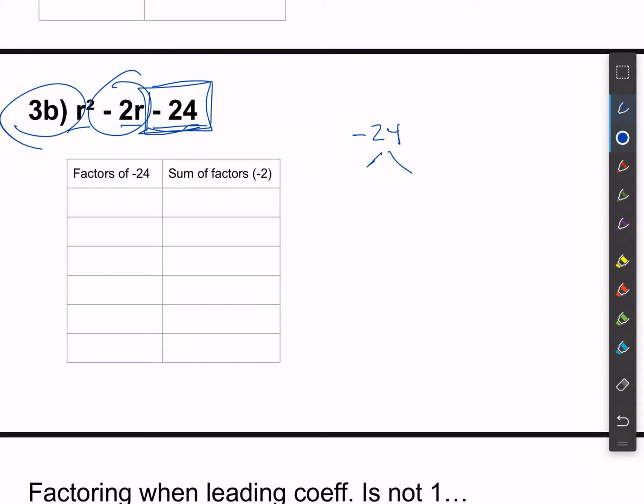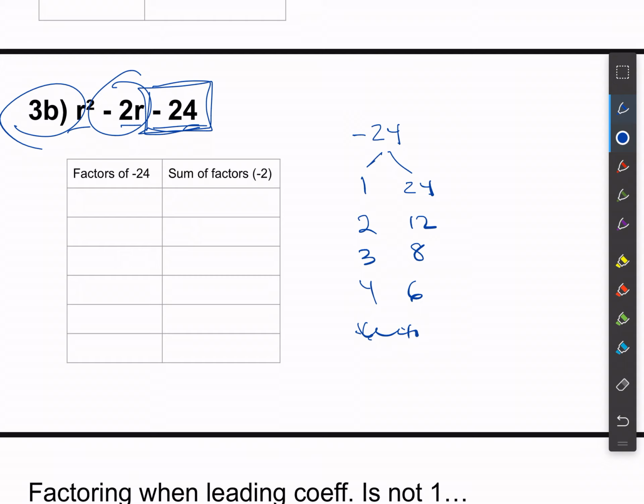Okay, so negative 24, I always just look at the positives and then worry about signs later. So 1 and 24, one of them's going to be negative, but that's okay. 2 and 12, 3 and 8, 4 and 6. These are all factors of 24. We can keep going, but we'll end up getting 6 and 4, which is the same thing, and then it just starts over again. So we're just going to stop there.